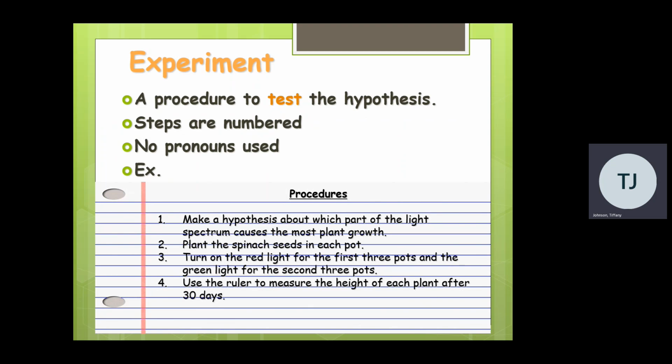Next is going to be the experiment. This is what you're going to do when you're trying to test your hypothesis. So you're going to number your steps. And again, you're not going to use pronouns. You're not going to say, number one, I placed the plant under the light. No. Okay. Number one, place 3 plants under the green light, 3 plants under the red light. Okay. And then you're just going to continue.